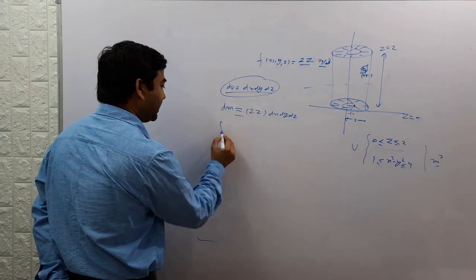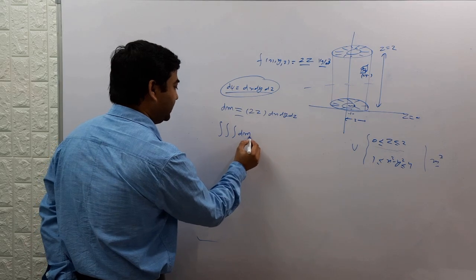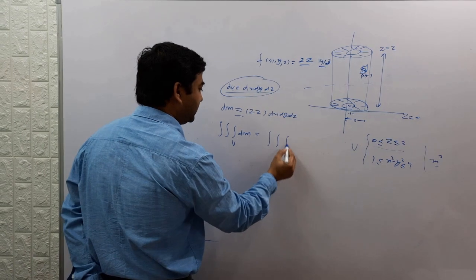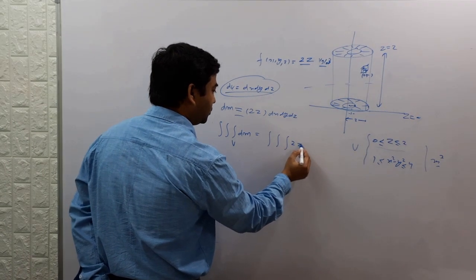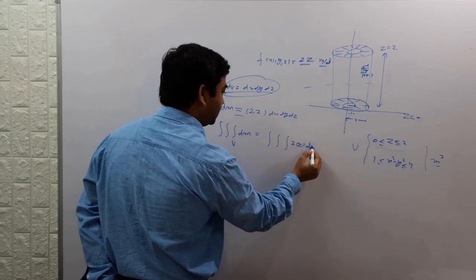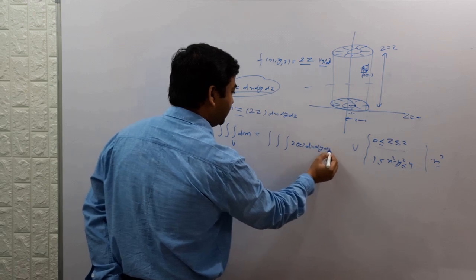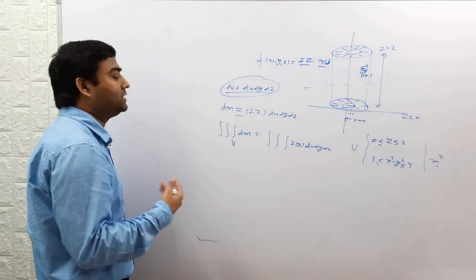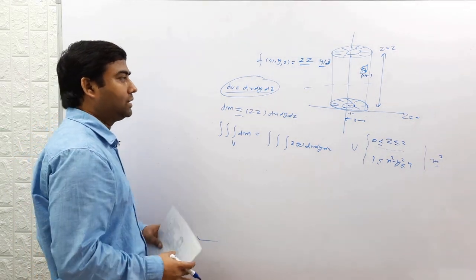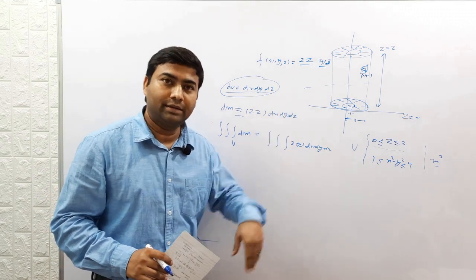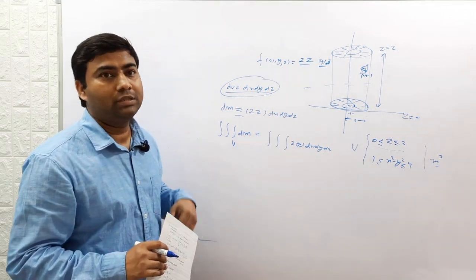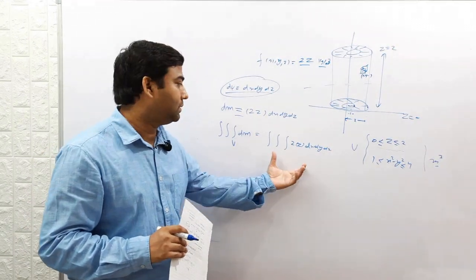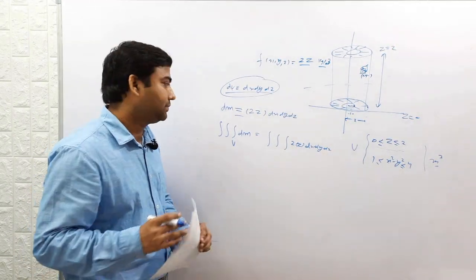So mass is equal to, carrying out triple integration on both sides, dm over the volume of this hollow cylinder, equal to the triple integration of 2z dx dy dz. Now we will simplify this problem by converting the Cartesian coordinate system into the cylindrical coordinate system. In the cylindrical coordinate system, this problem will be greatly simplified.